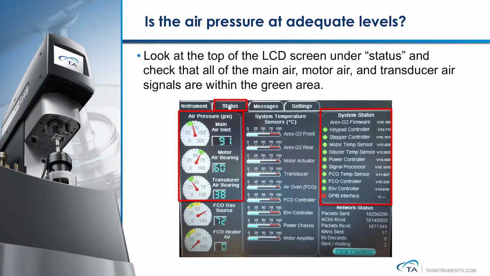From the top LCD touch screen, press on the status button, check and make sure that the main air inlet, motor air bearing, and transducer air bearing are all within the green area. On the right LCD screen area, make sure under System Status, green lights are shown on all of the accessories you are about to use. Now the ARES-G2 instrument is ready to use.